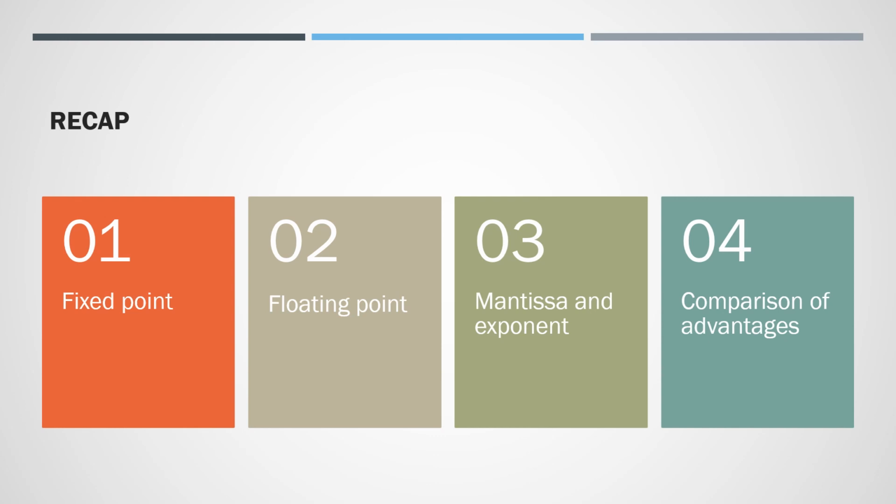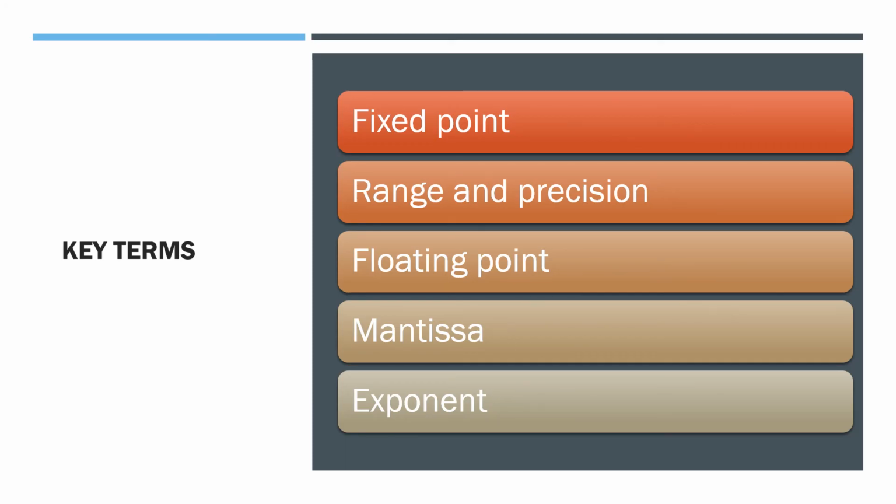So let's recap what we've learned in this lesson. We've learned how fixed point numbers work, and we've learned in principle how floating point works by storing a mantissa and an exponent. And we've looked at the advantages of the two methods. You might be thinking, I don't yet know how to make floating point numbers in detail. Don't worry, that's next lesson. So I'm leaving you with this list of key terms. Make sure that you've got revision notes on the meaning of each one of these terms, and go on to the next lesson to learn how to make floating point numbers.